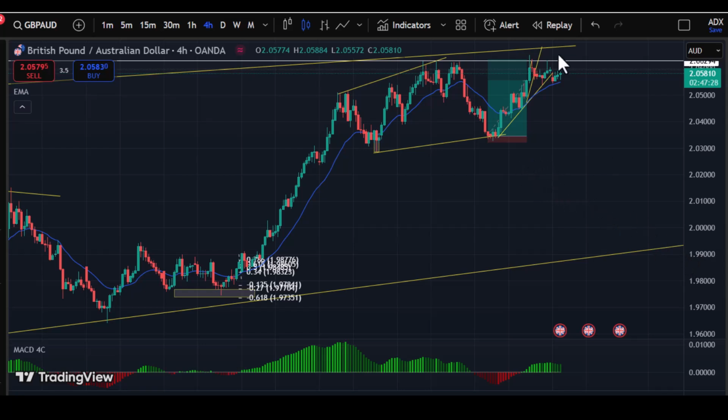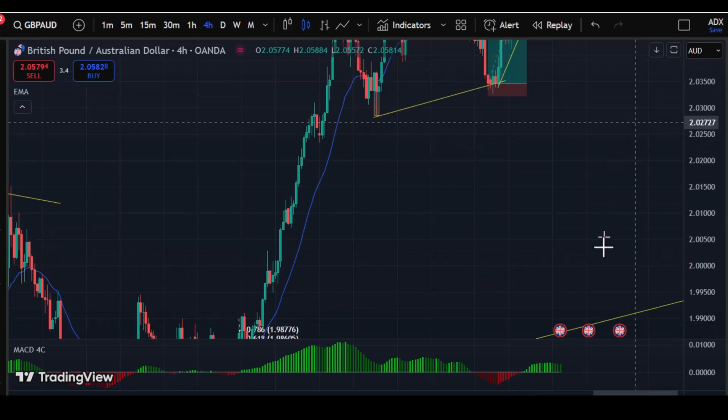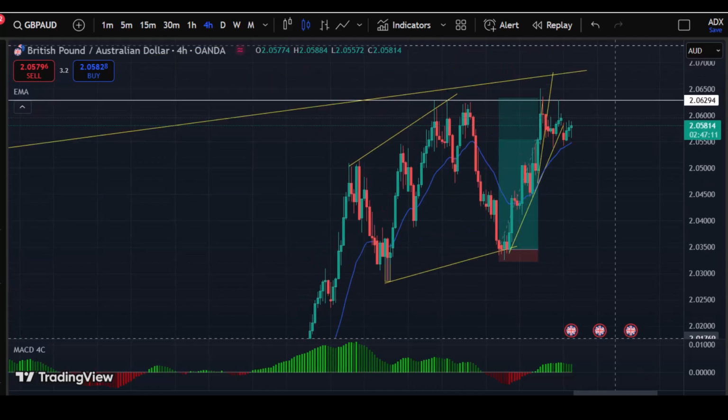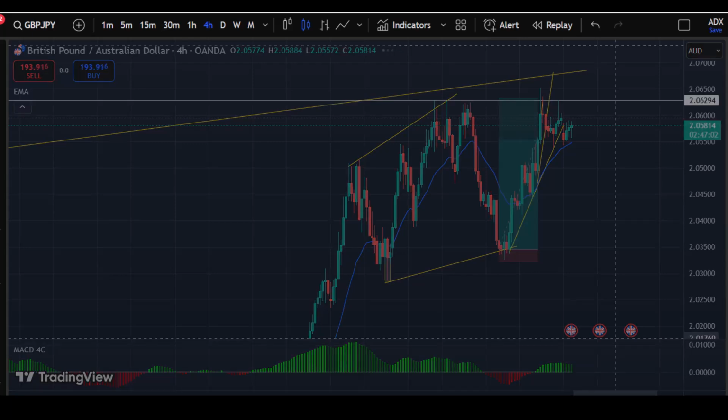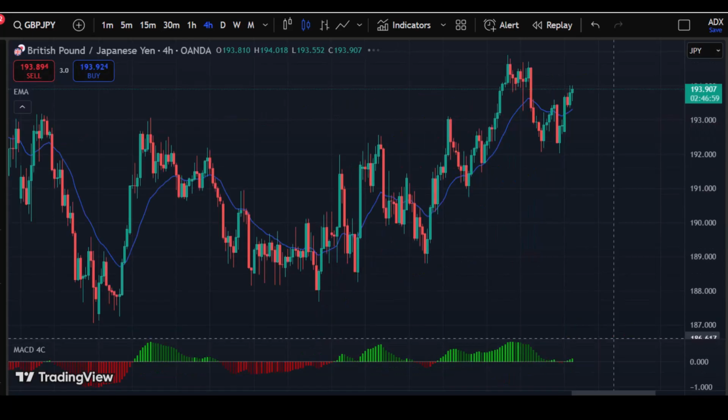Nothing much here, but if the market decides to drop, that means it might be dropping. But we've not seen a confirmation for a drop. Instead, we are still seeing that the market is very bullish. So we are still expecting the market to give us one more push high like this before the market drops. Okay, so that's just it. Then on the pound yen, yeah, this is a very beautiful one.